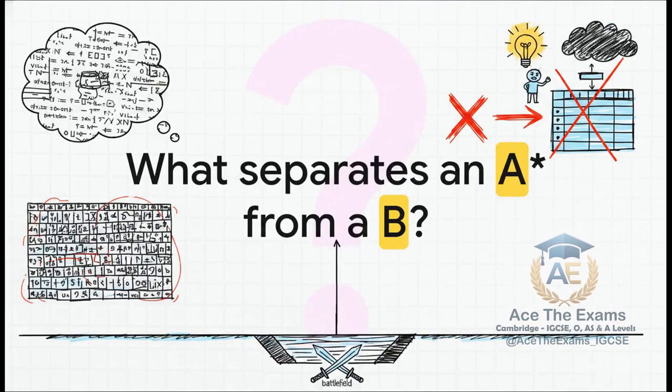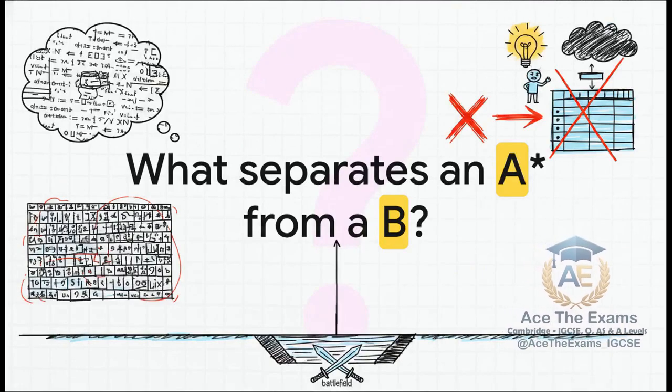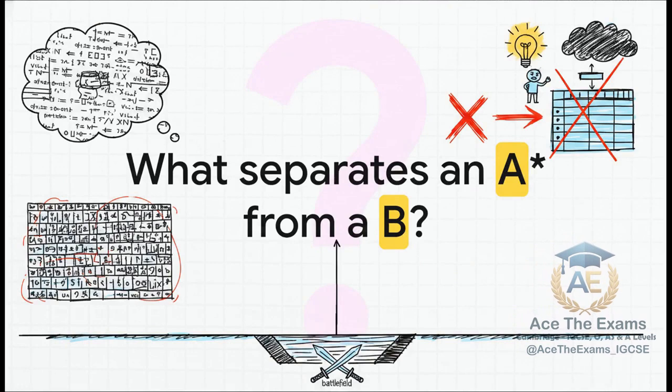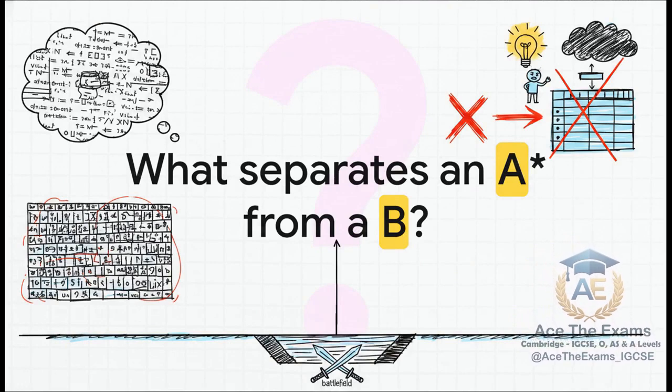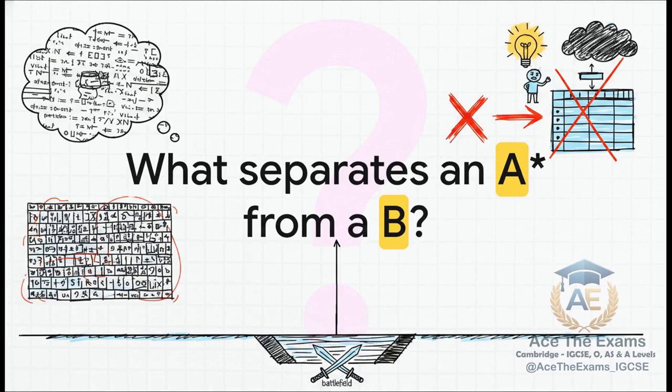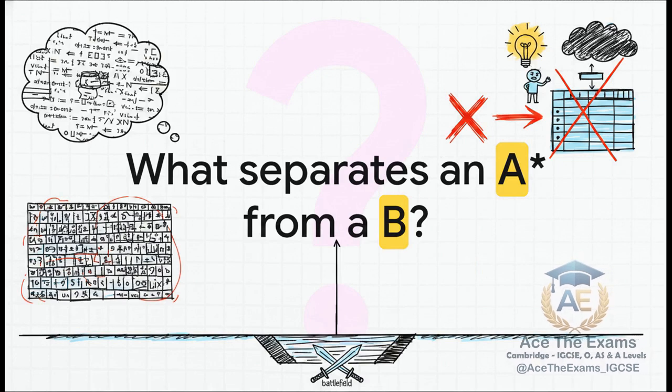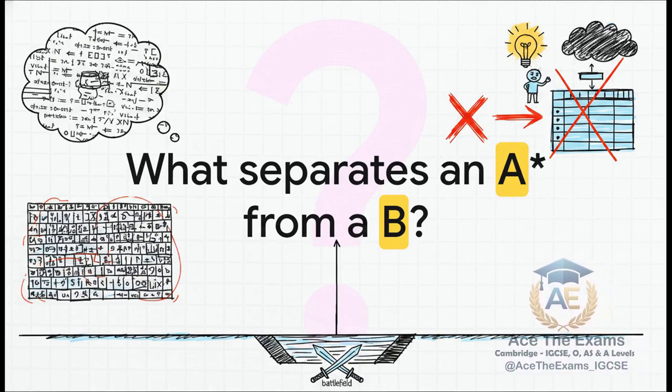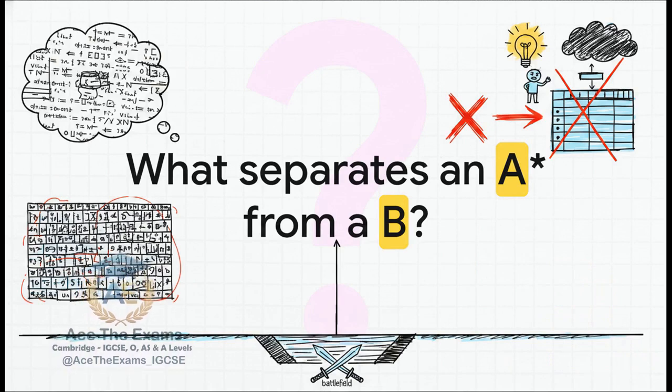So let's just dive right into this critical question. What actually separates an A-star from a B in computer science? We're going to answer this by analyzing principal examiner reports and looking directly at how the top candidates actually structure their database problem solving. To really paint this picture for you, I want you to imagine two typical students.